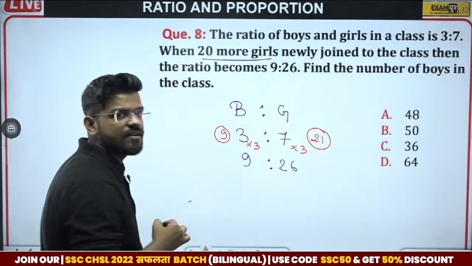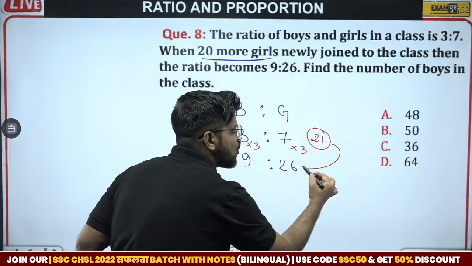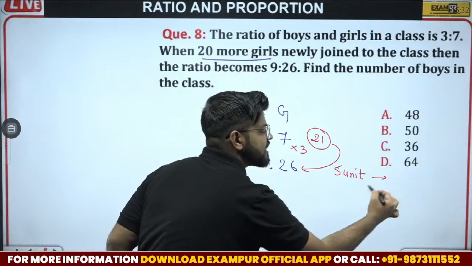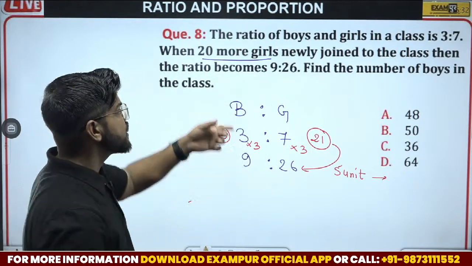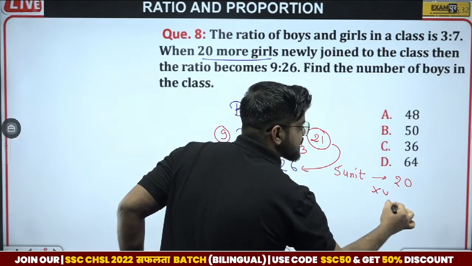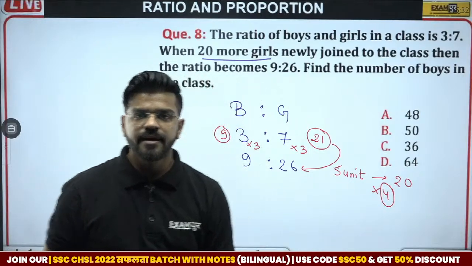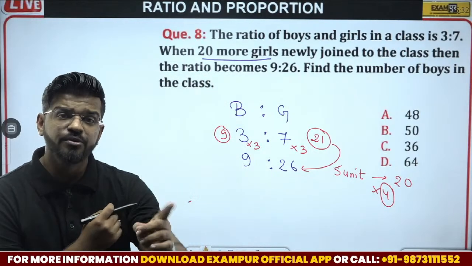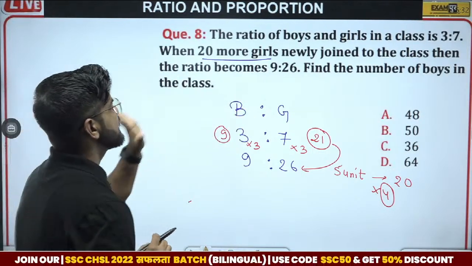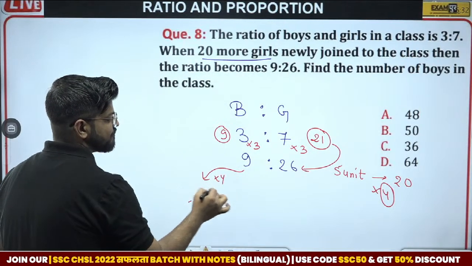Now we can clearly see that the girls increased by how many units? You can say 5 units. Yes or no? Girls increased by 5 units. But in the question, they increased by 20. So the multiplying factor is 4. 5 fours are 20, right? Multiplying factor is 4. That means 1 unit is equal to 4. So what is the answer? The number of boys in the class, here is the boys, just multiply by 4 and it is 36.